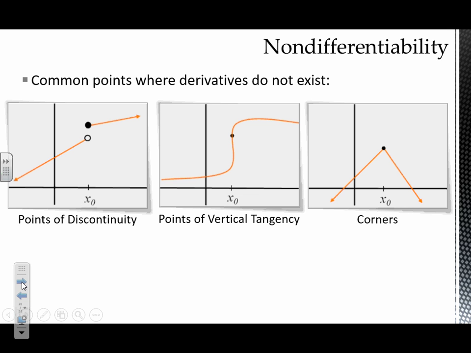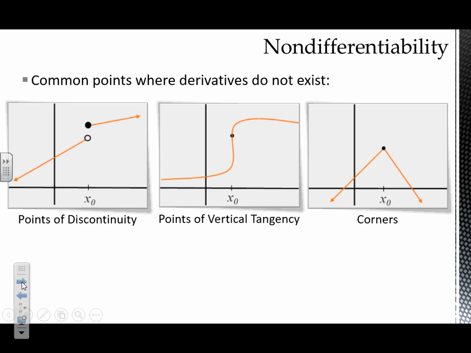What I was trying to get you to say is vertical, okay? If we have a vertical tangent, what's the slope of a vertical line? It's undefined. Our derivative represents the slope. If our slope is undefined, the derivative is undefined, okay? That's what I was trying to get you to say.